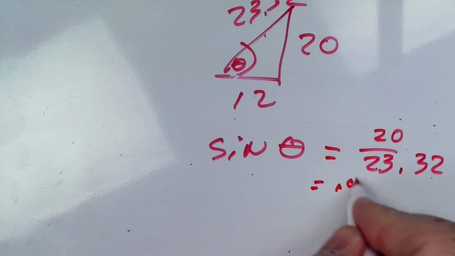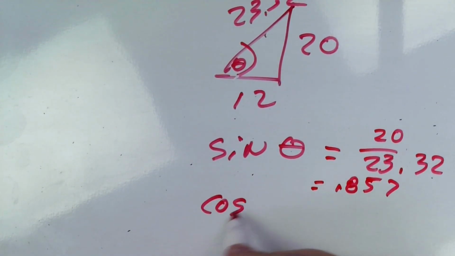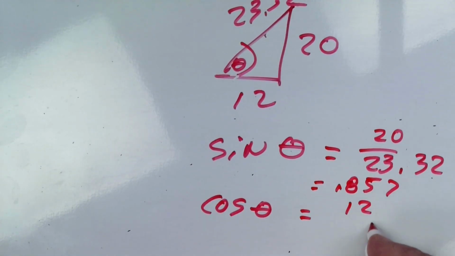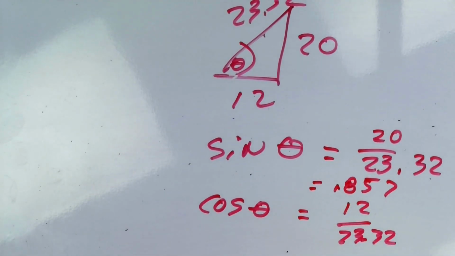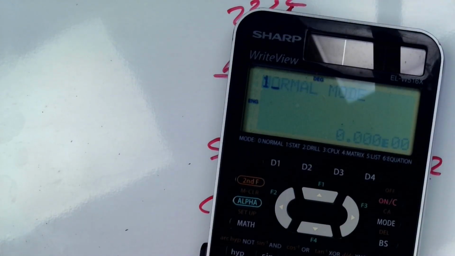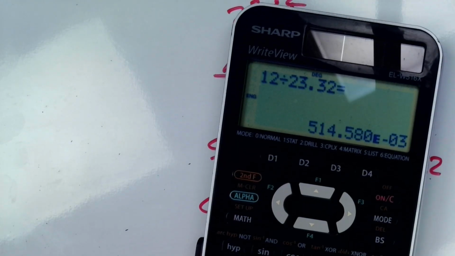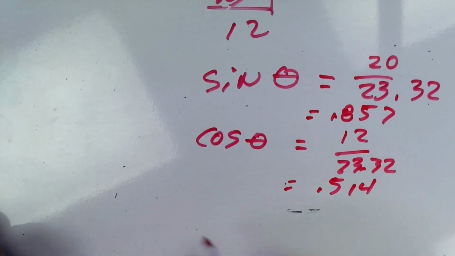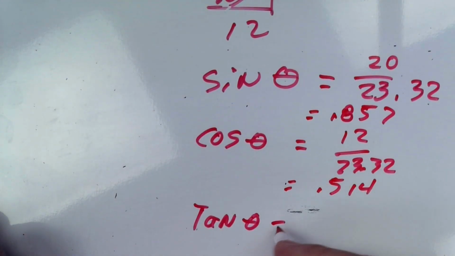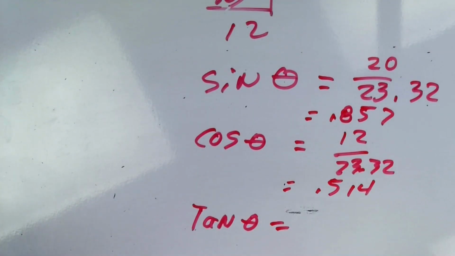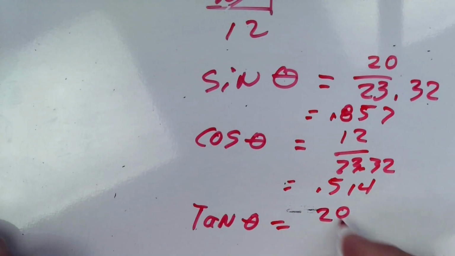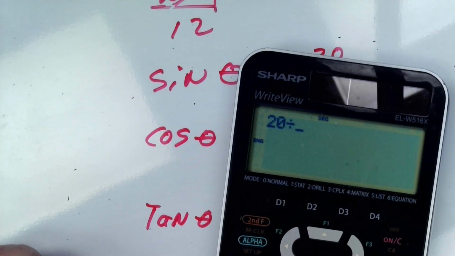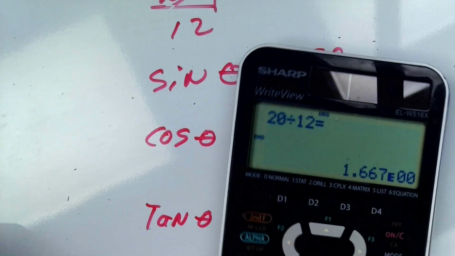So this is 0.857. The cosine of theta is going to equal the adjacent over the hypotenuse, so 12 over 23.32. So if I take 12 divided by 23.32, I get 0.514. And then the tangent of theta is going to equal the opposite over the adjacent, so 20 over 12, which equals 1.667.